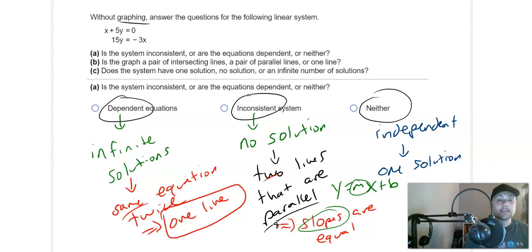If you get the same equation twice, it's dependent. If you get two different equations, but the slopes are the same, it's inconsistent. If you get anything else, it's neither, which means it's independent and there's just going to be one solution to that system. So if the slopes are not the same, if the equations are not the same, then it's going to be neither. All right, so what happens here?